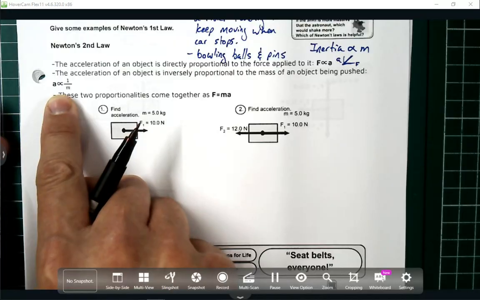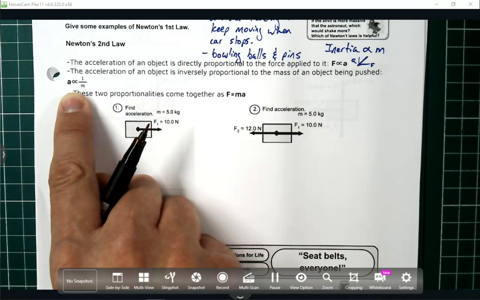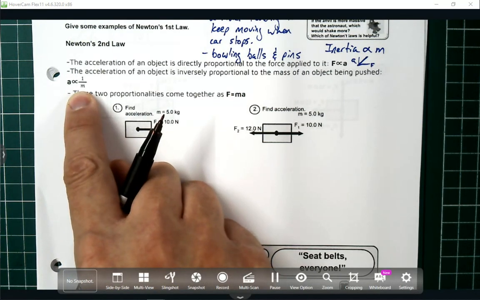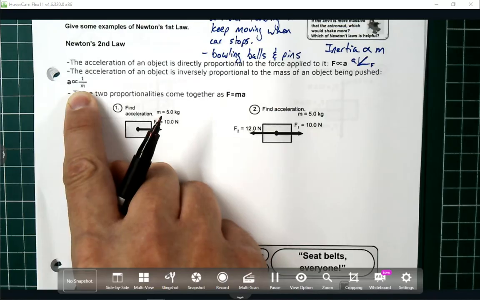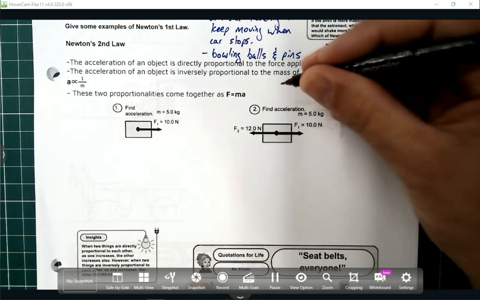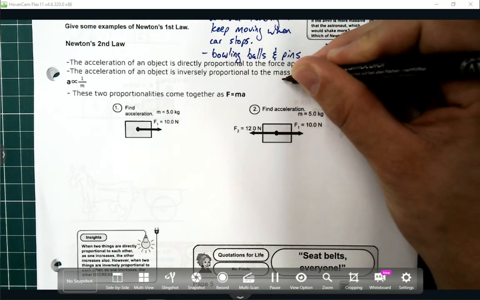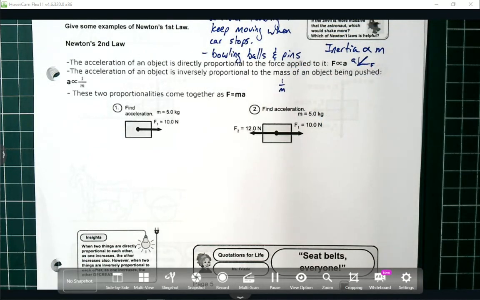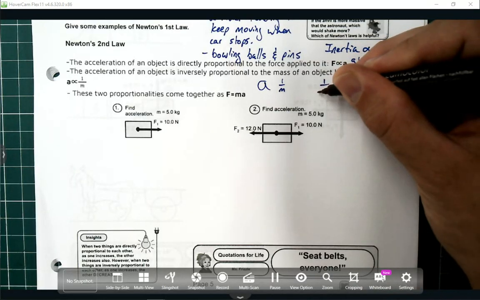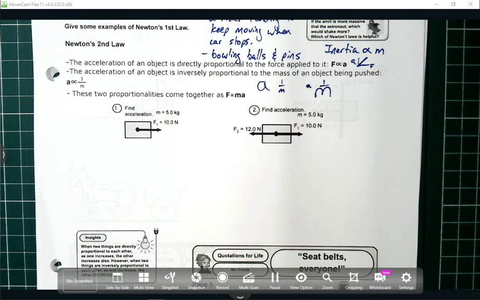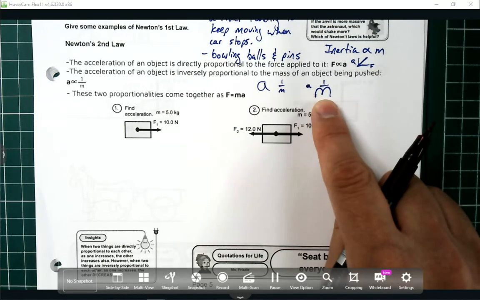Now, the way we write that in a proportionality statement is a proportional to 1 over m. Let's talk about, again, what that means. The bigger the m, isn't it harder to a that thing? Yeah, I think so. Look, if I'm trying to accelerate something, it makes sense that if I have a little tiny m, I can achieve a really big a. But if I have a really big m, I'm only going to be able to achieve a little tiny a, because it's going to take what? More force or less force to a that big m?